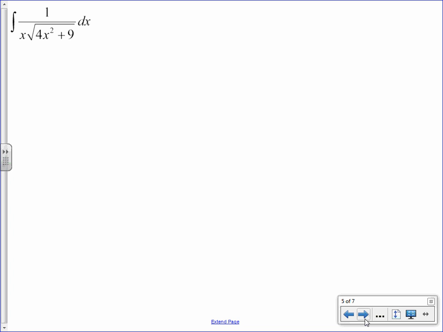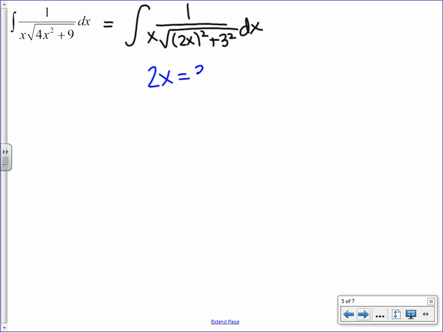Okay. So let me rewrite this as the square root of (2x) squared plus 3 squared dx. So instead of, okay, what's the trig function we want to use? Tangent. Okay, because tangent squared plus 1 is nice, right? So instead of letting x equal 3 tangent theta, we want 2x to be 3 tangent theta.